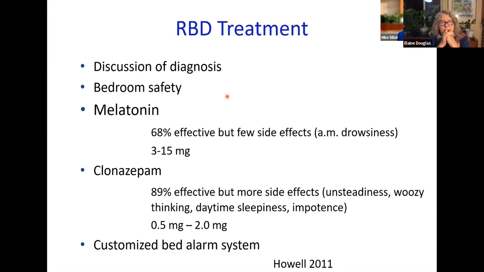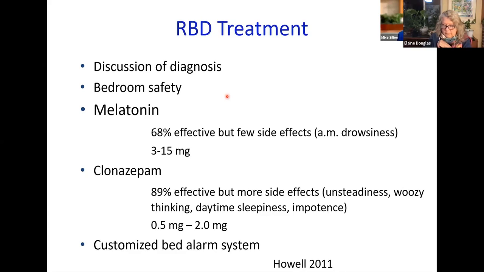And I don't mean that it cures RBD, it simply reduces the movement so they are less violent, they don't disturb the bed partner, and the risk of injury goes way down. But very well tolerated, some morning drowsiness, and in fact, we don't recommend any one type of melatonin, specifically either the long-acting or the short-acting. There's no real evidence that any of these work better than any other one.